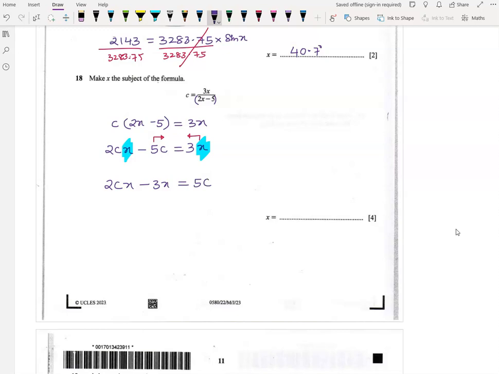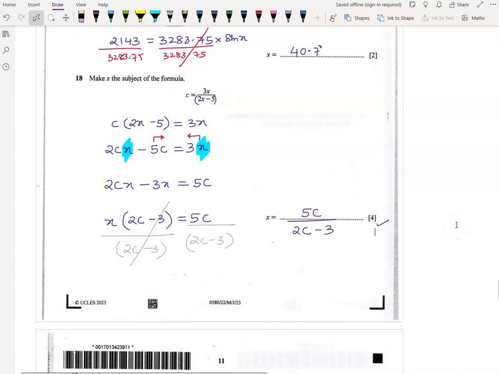Now we need to factor out x, so when you factor out x, you are left with 2c from the first term, and from the second term you are left with 3, equal to 5c. I want x all alone. It means I don't need this bracket, so to cancel it, you divide both sides by the bracket 2c minus 3. So this will cancel out. So your final answer, x is 5c over 2c minus 3, and that will give you 4 marks.